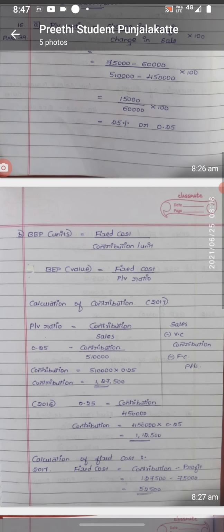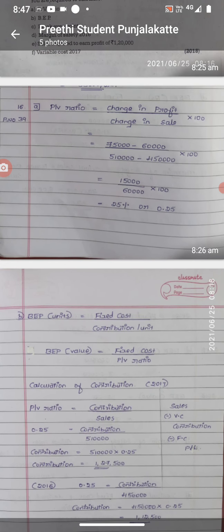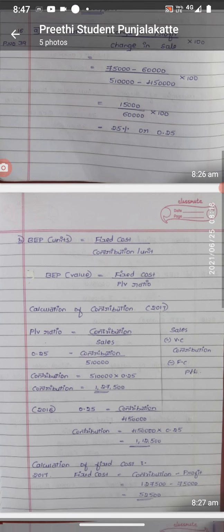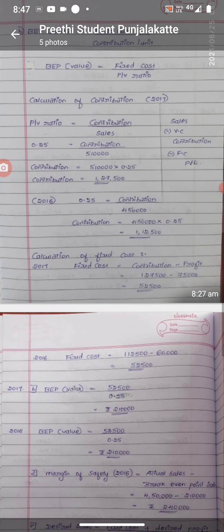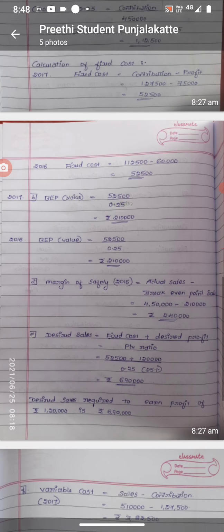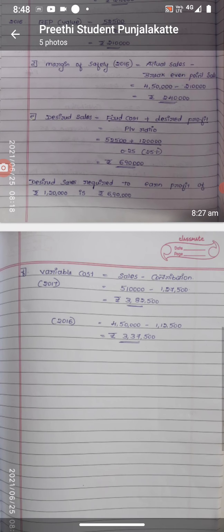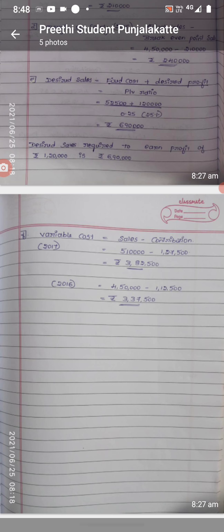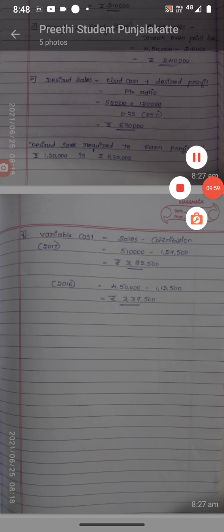So PV ratio, you have to understand in this problem that they have just given information of sales and profit of 2 years. So when there is information like that, you have to use the formula of change in profit and change in sales, and through that you get PV ratio. When you get PV ratio, it is easy to get the contribution, and when you get contribution you get fixed cost, then break even point, then margin of safety, then desired sales, and ultimately variable cost.